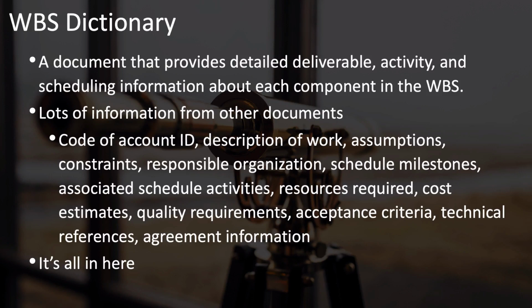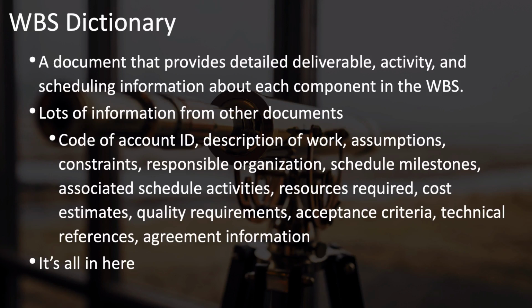This includes, of course, your code of account ID for each item, for each work package. That allows you to connect everything in your WBS Dictionary to your WBS structure, your hierarchical structure. It will include a description of the work. All of your assumptions and constraints regarding each work package should be recorded here. Whoever is responsible for it should be here. Any related schedule milestones and schedule activities. The resources that are required for each work package. The cost estimates that you've generated. All of the requirements for quality that you've come up with.